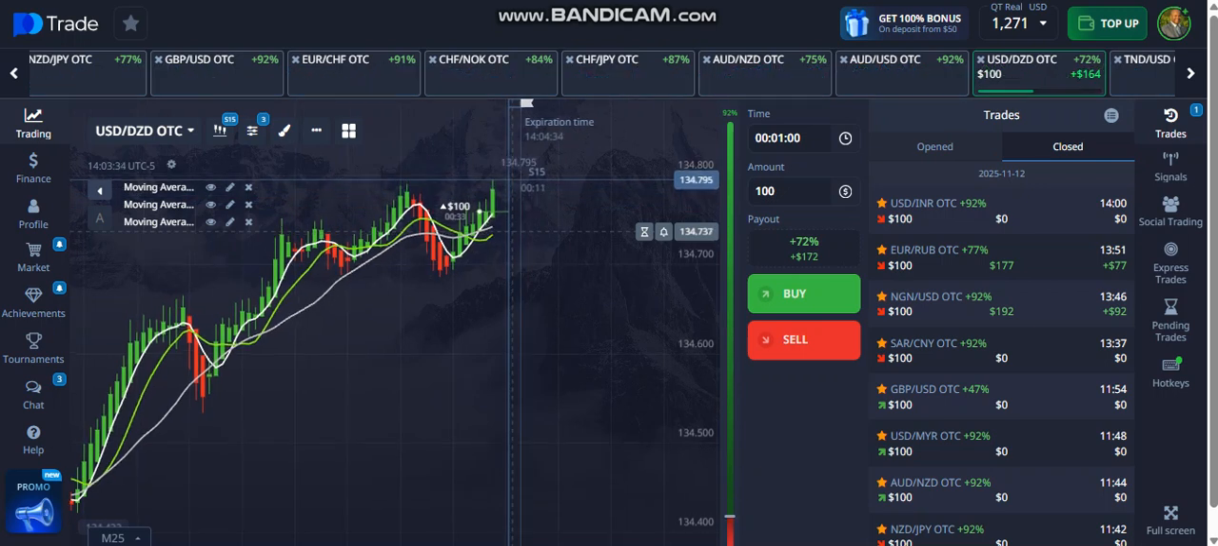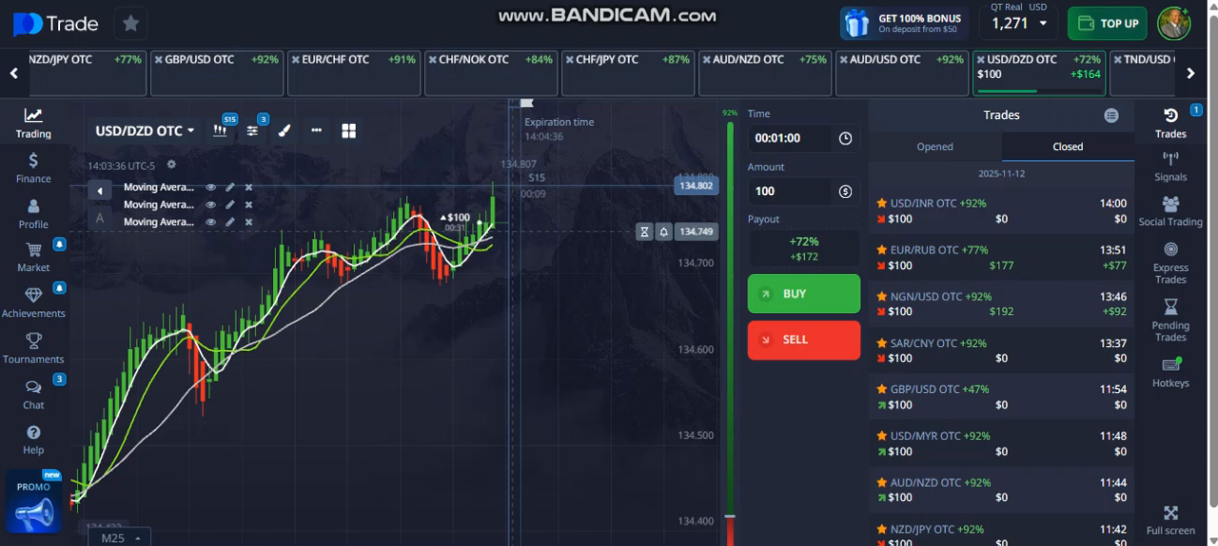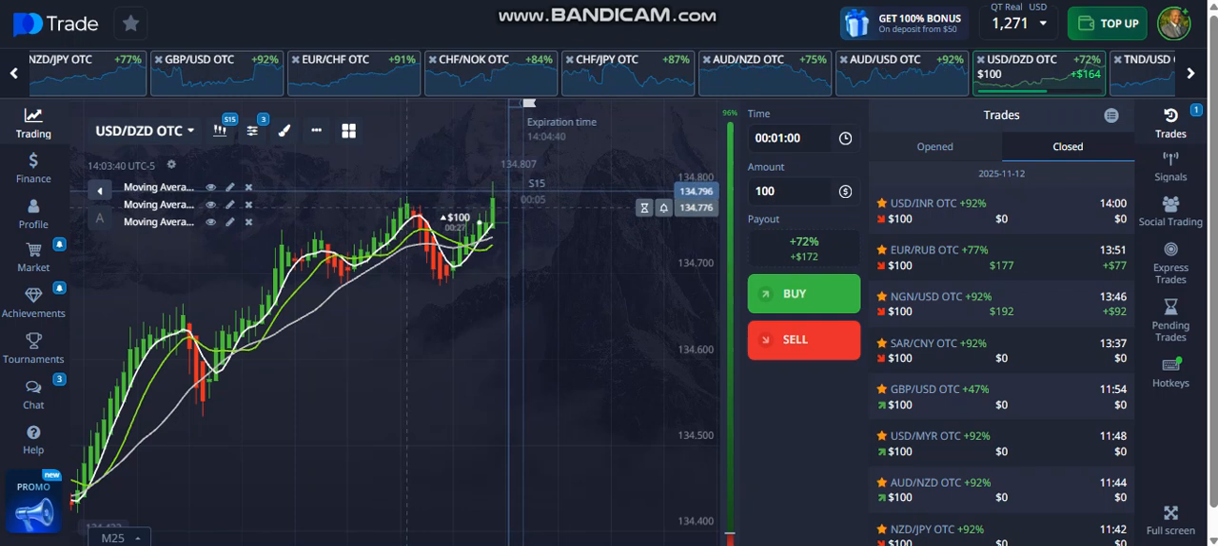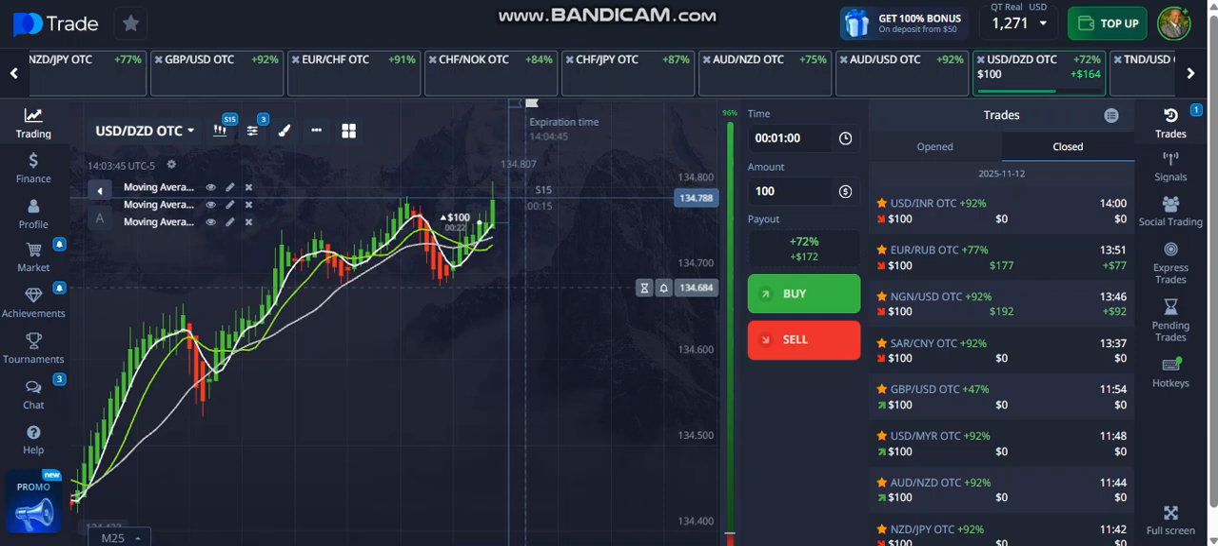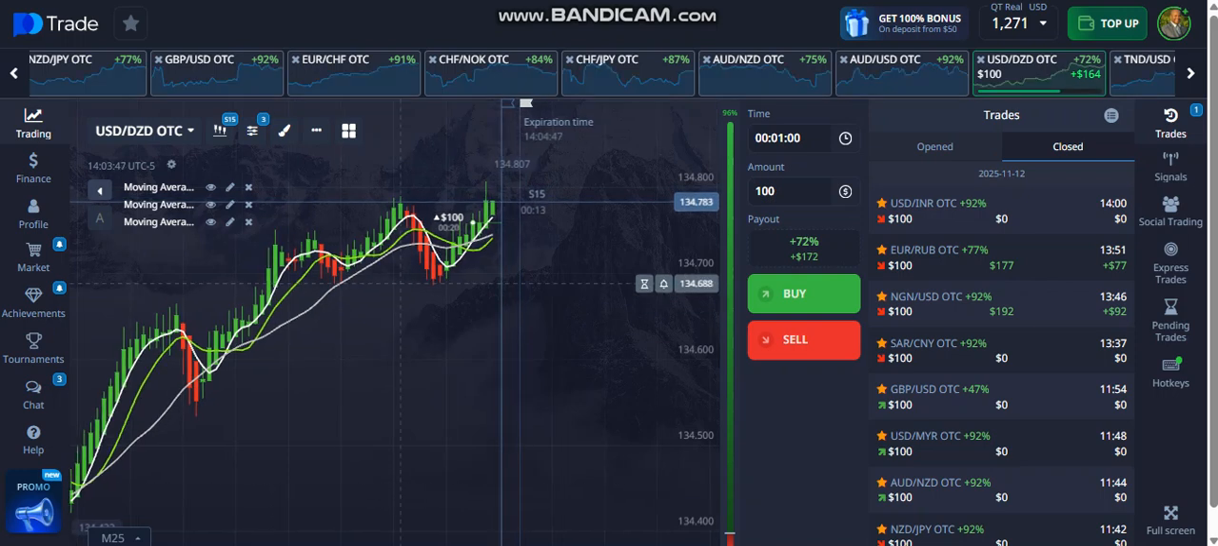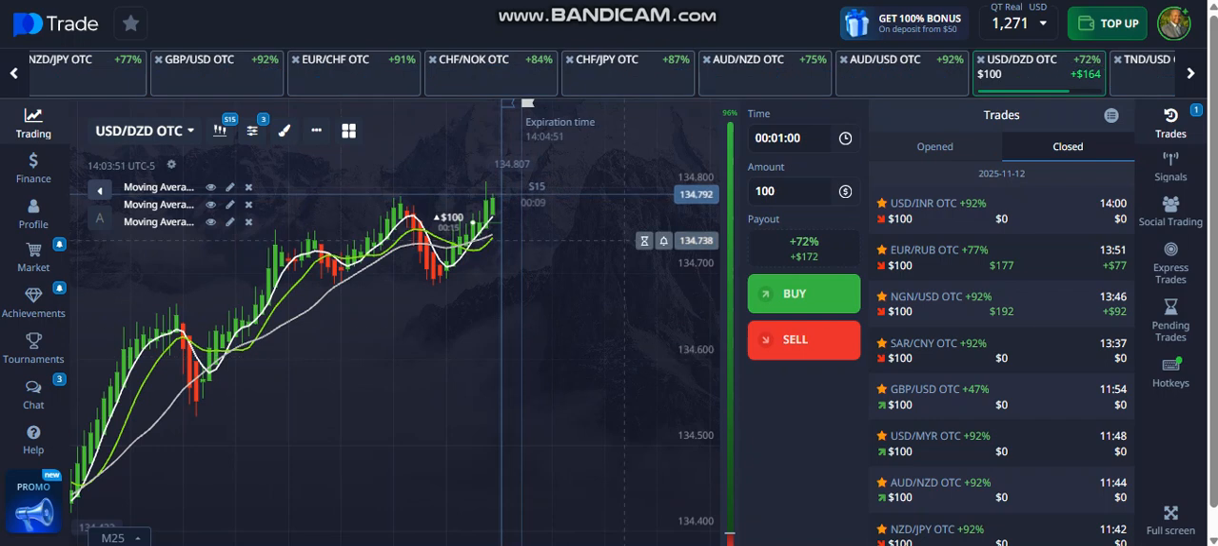So, okay, good. So it broke this level of resistance here, that initial level of resistance, and pushed past the level of resistance because, you know, the trend was heading upward. And once again, this thing took a 1 minute trade.